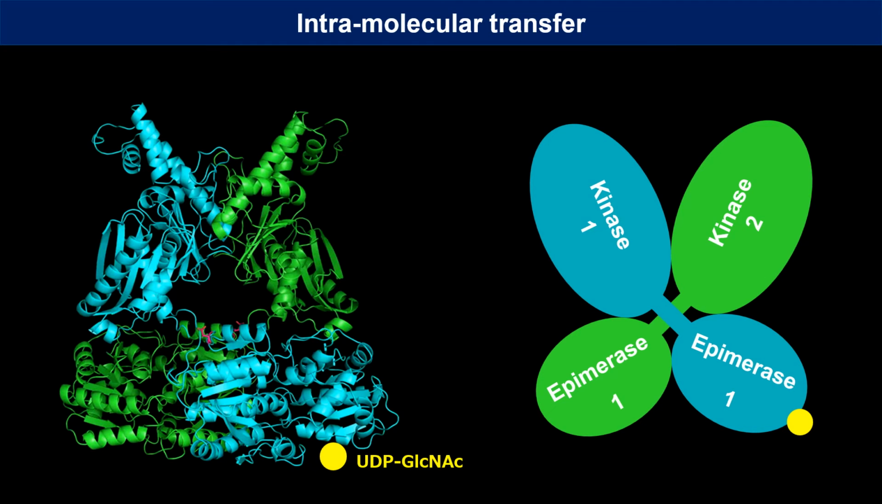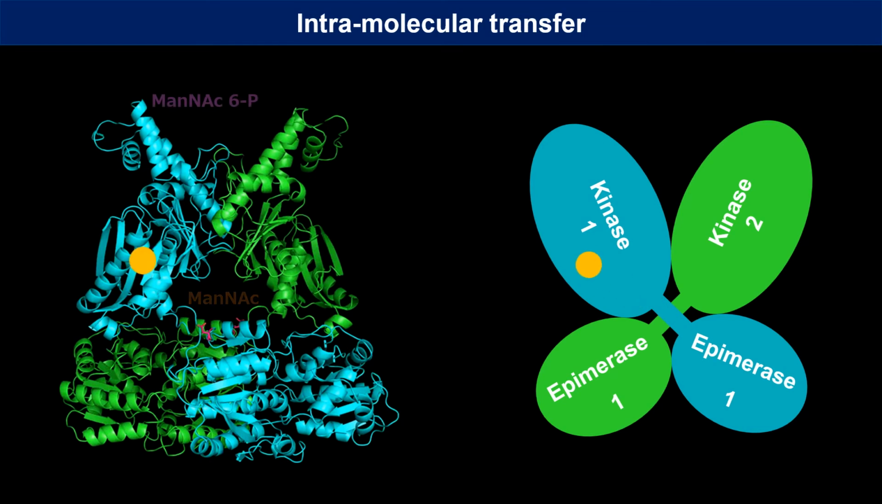I will show a scheme of enzyme activity and oligomerization. So UDP-GlcNAc would turn to ManNAc in the epimerase domain. Then it would be passed to the ManNAc kinase domain, and ManNAc would turn to be ManNAc-6P in the kinase domain. And this ManNAc-6P would become sialic acid in the following enzyme activities of the de novo pathway. We will call it the intra-molecular transfer pathway.